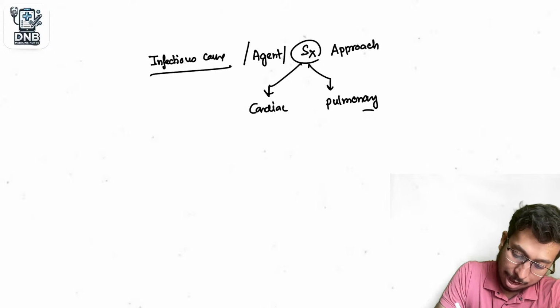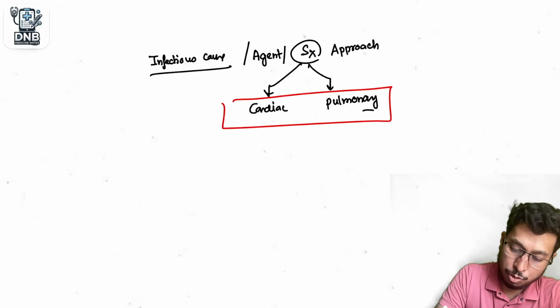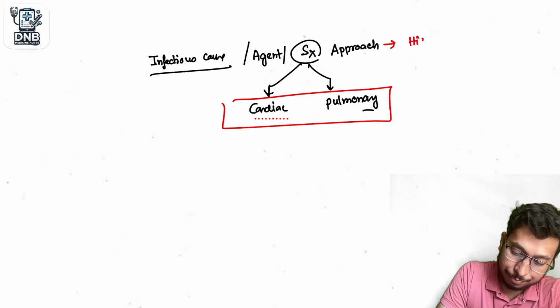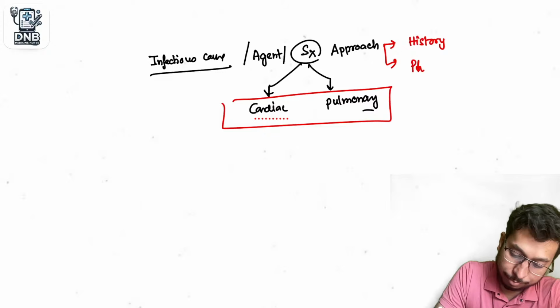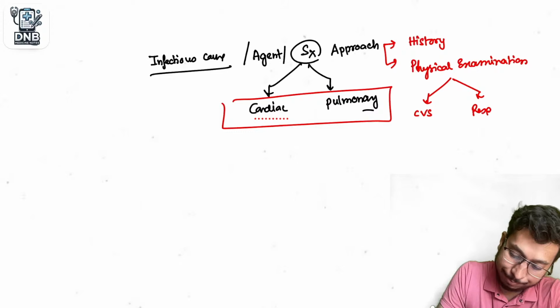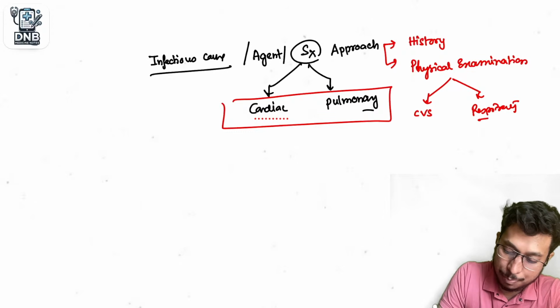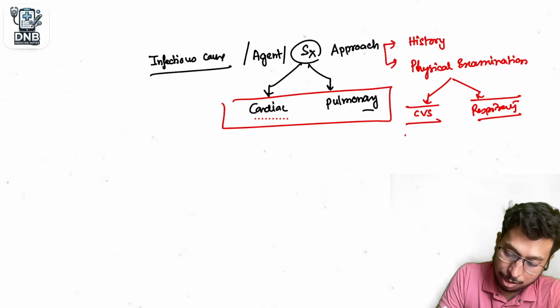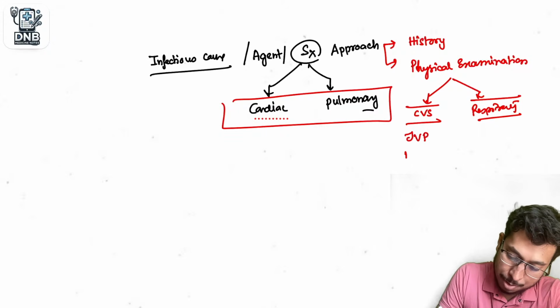So you know symptoms are cardiac and pulmonary. So approach always start from history, then write physical examination. Physical examination, you can write in short what you are going to monitor. You need to monitor CVS finding as well as respiratory finding, auscultation and inspection signs. CVS you need to look for JVP, murmurs or additional sound.